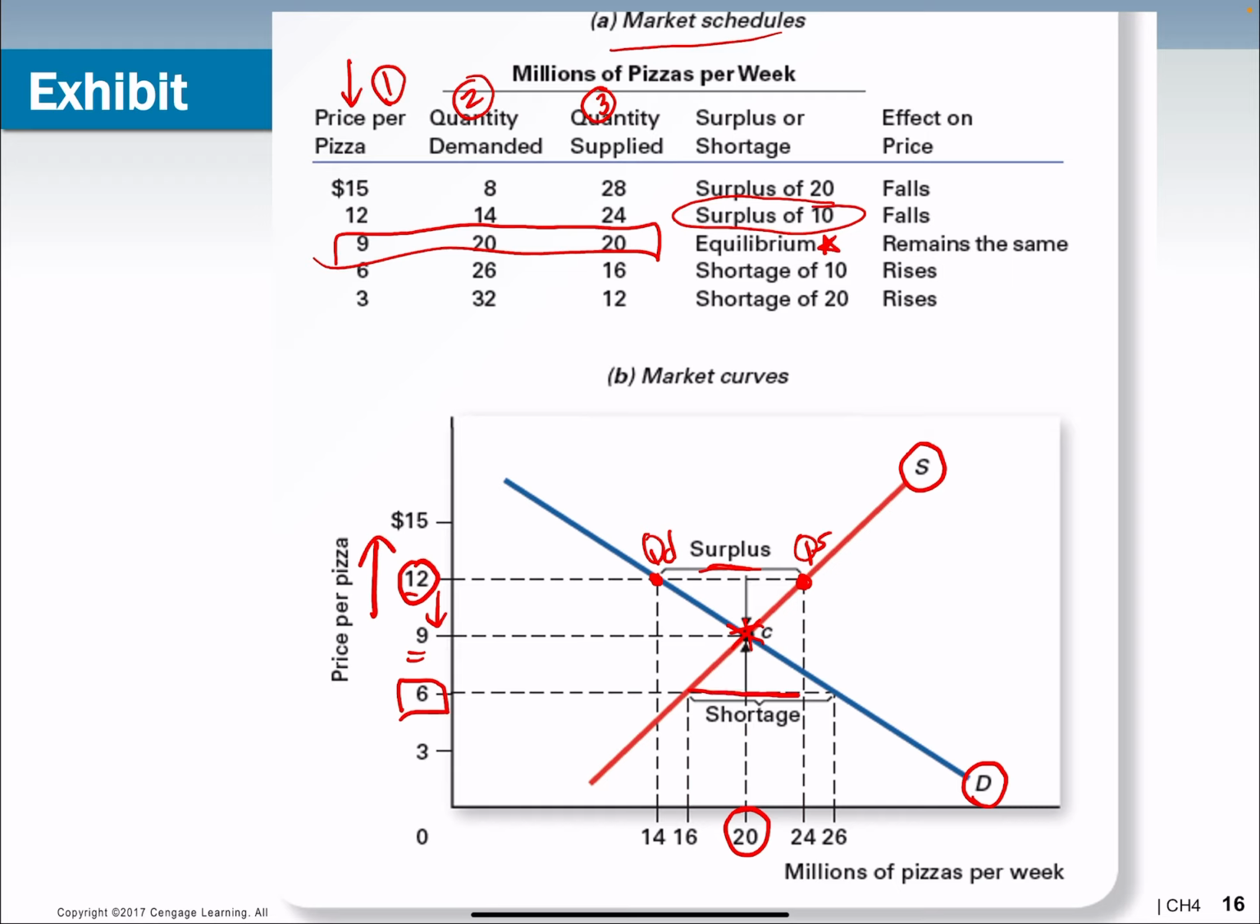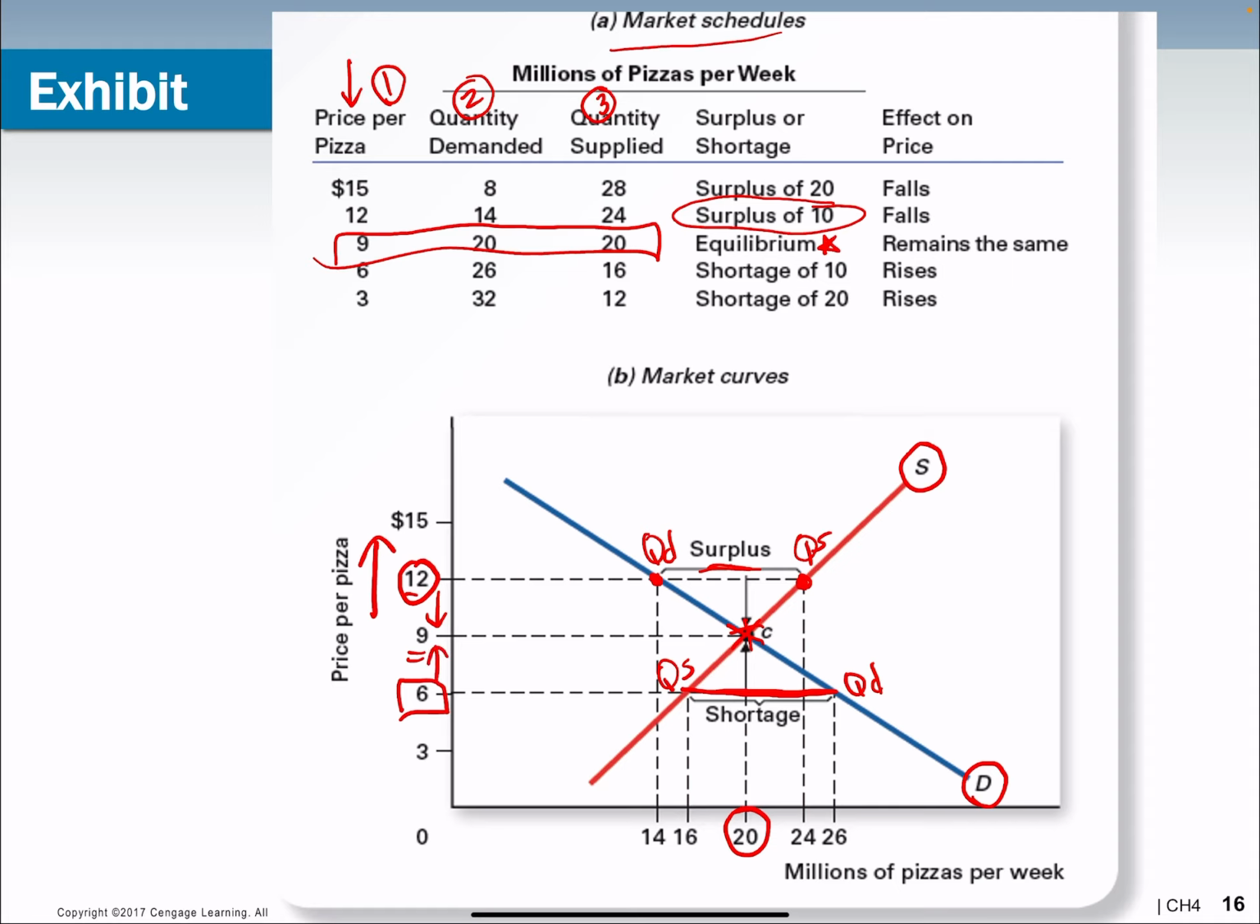Looking at the other side, if price is lower than equilibrium, such as $6, then we end up with what is called a shortage. You should also be able to calculate the size of a shortage, so you should be able to compare quantity demanded to quantity supplied and tell me that that shortage is 10 million pizzas a week. So we don't have enough. At that low price, consumers want to buy more than firms are willing to sell. Again, it signals to the market, guess what, market? Your price is too low. You need to increase.